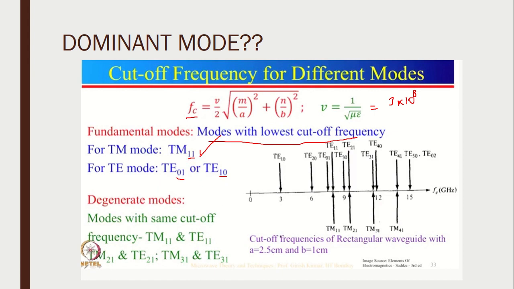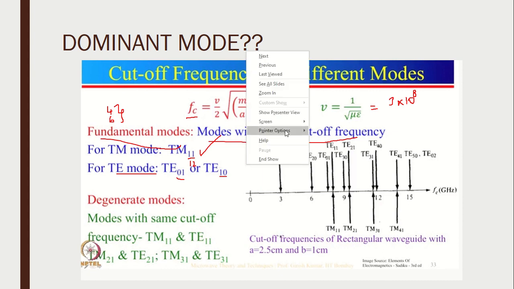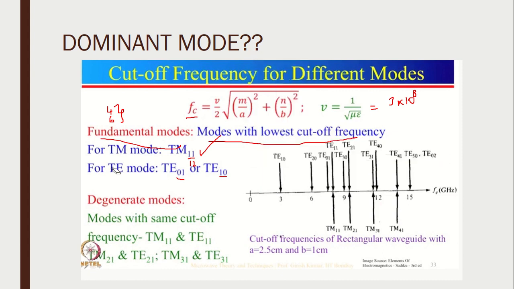Now by substituting 1 and 1, we will get some cutoff frequency value. Let it be, for example, 4. If I substitute, let this be 1, let this be 2, I am getting the cutoff frequency to be 6. So on comparing the cutoff frequencies of various modes, we can observe that TM11 has the lowest cutoff frequency, and hence this is called the fundamental mode or the dominant mode of TM. And similarly for TE, we can try substituting these values, and when the measurement is made, this mode is said to have the lowest cutoff frequency. Hence 0, 1 and 1, 0 are said to be the dominant modes of the TE wave.